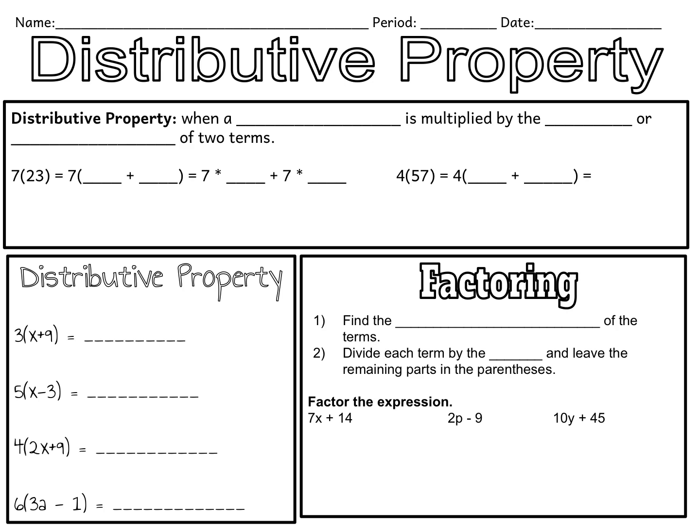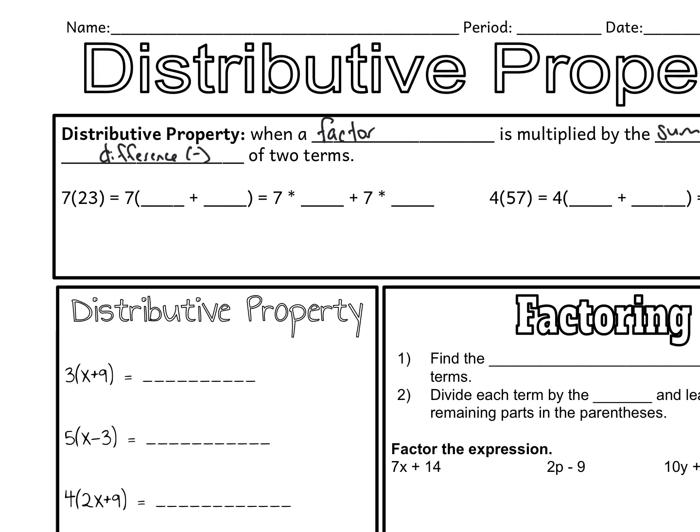All right, welcome back. Today we are going to be taking a look at the distributive property. So the distributive property is when you have a factor and it is multiplied by the sum, which remember means addition, or difference, which is subtraction of two different terms. You might use this, and I often use this for things like mental math.